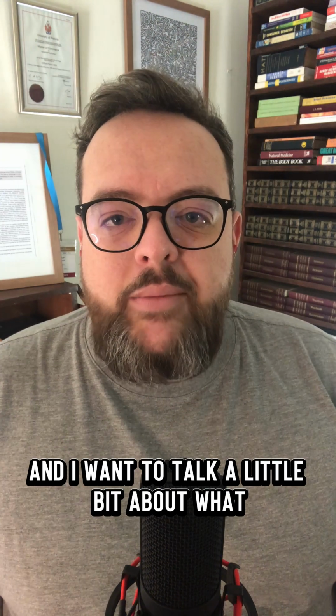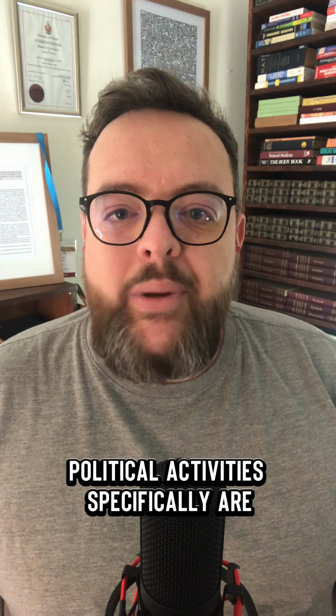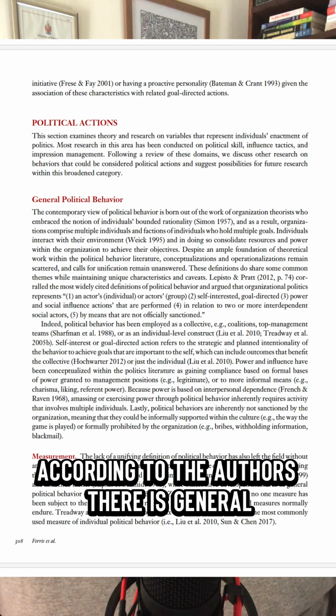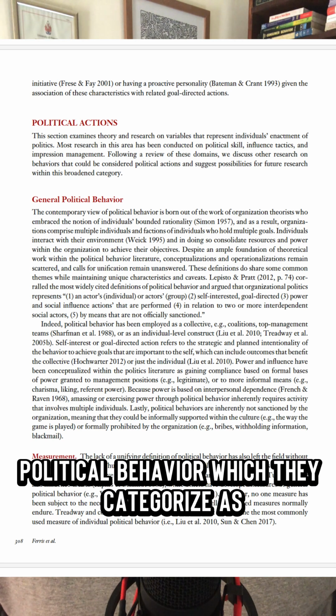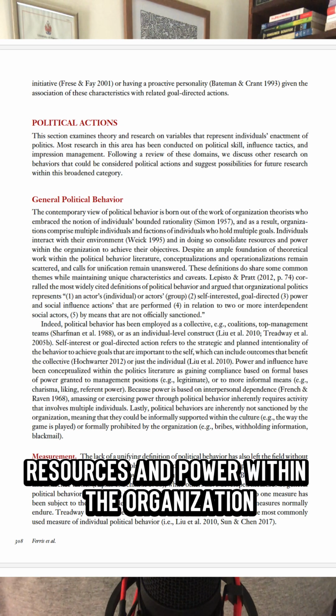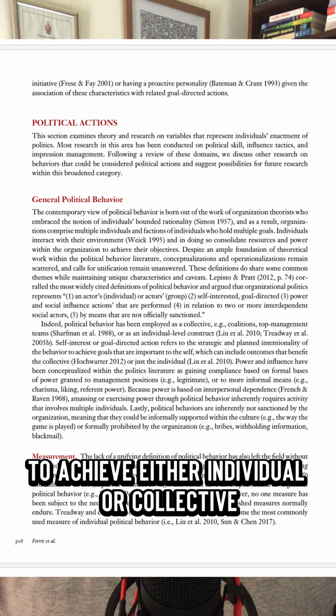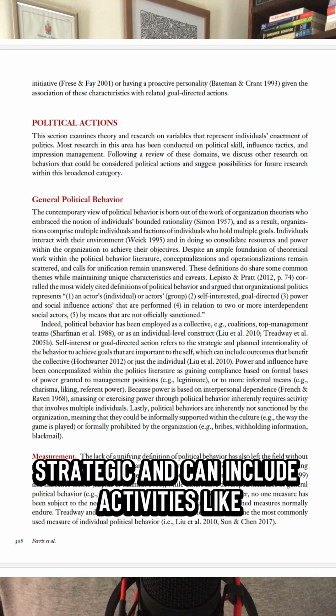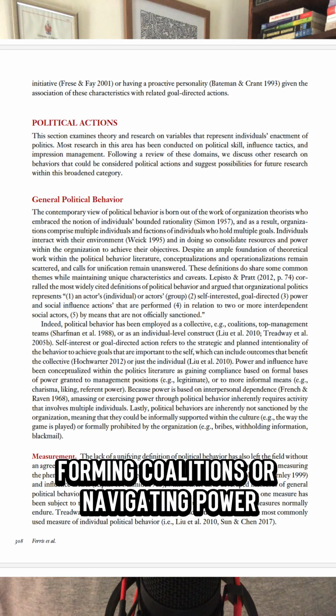And I want to talk a little bit about what political activities specifically are. According to the authors, there is general political behavior, which they categorize as actions that are aimed at consolidating resources and power within the organization to achieve either individual or collective goals. And these behaviors are often strategic and can include activities like forming coalitions or navigating power dynamics.